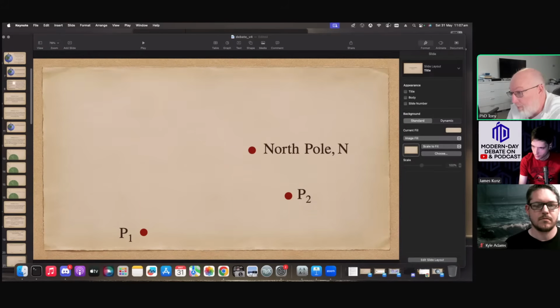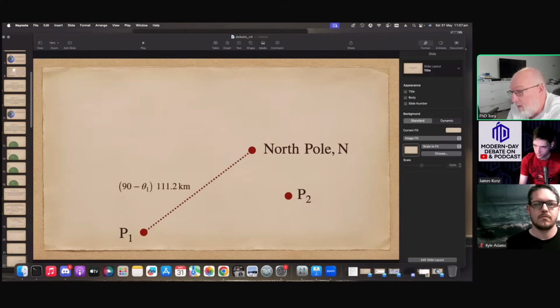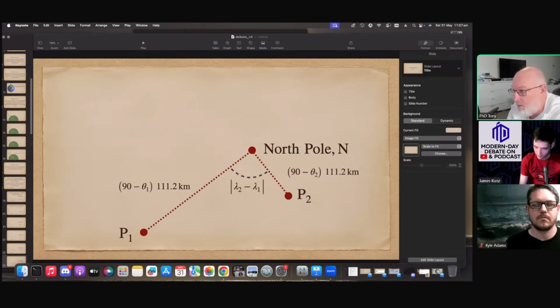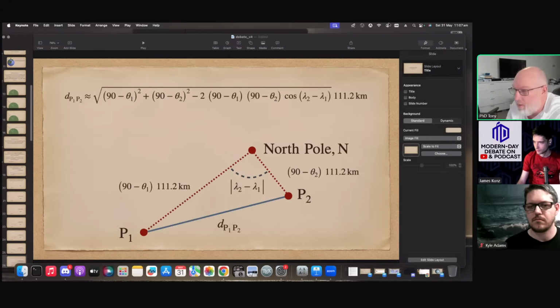We put in the North Pole just as we did. We know that distance because it's just 90 minus latitude times 111.2. We know the angle between them because that's just the difference in longitude. We now have a triangle where we've got two sides and the angle between them. We can solve for that using the planar cosine law.